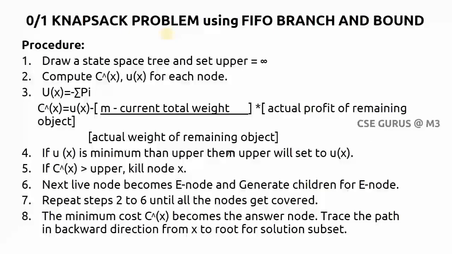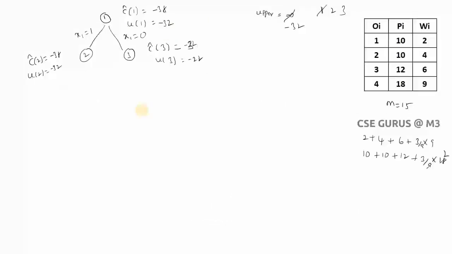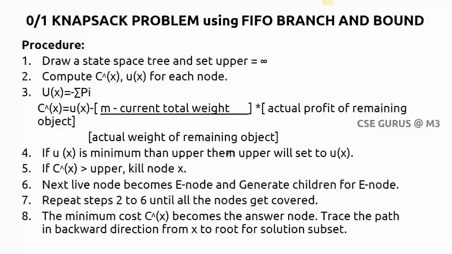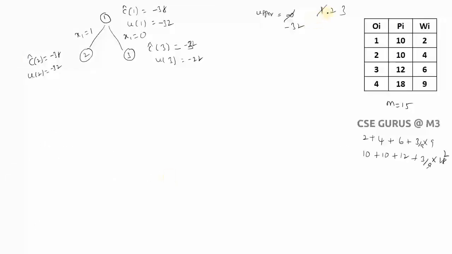So the next step is, if C cap of x is greater than upper, kill the node. So minus 38 is greater than minus 32, no. Minus 32 is greater than minus 32, no. So the next E node will become 2. So here you can see the statement, that's step number 6, next live node. What is the next live node? 2 is the next live node. So I'll have to generate for 2, that is nodes 4 and 5. So for 2, here x2 equals 1, here x2 equals 0 you have to write.